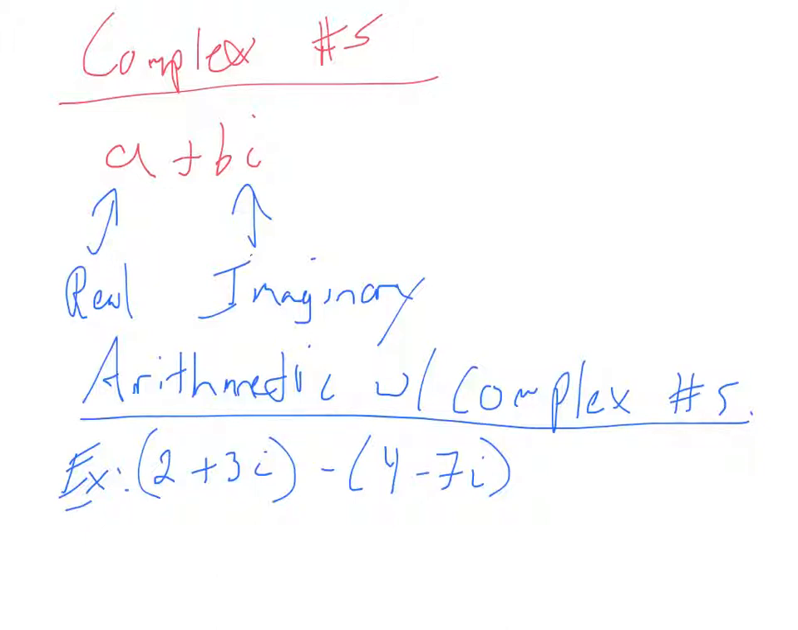So what do we have to be careful of with this subtraction operation here? The negative. Got to get distributed to both terms, right? So we have 2 minus 4 for the real part. We add the real parts together, those are like terms. And we add the imaginary parts together, those are like terms. So 2 minus 4 gives me negative 2 for my real part. And 3i minus negative 7i, what's that going to leave us with? 10i. Plus 10i, yeah.